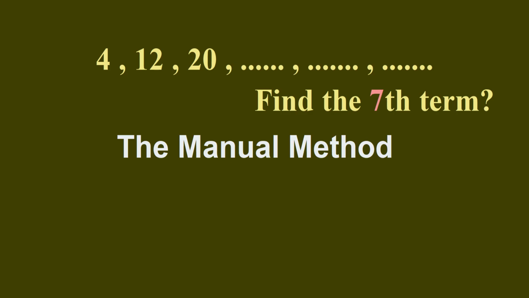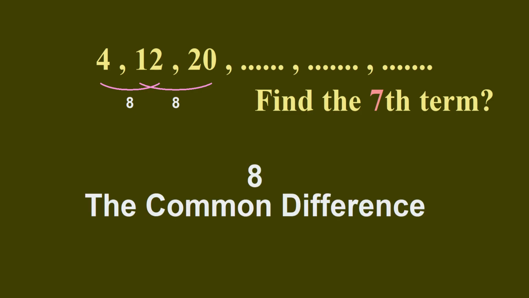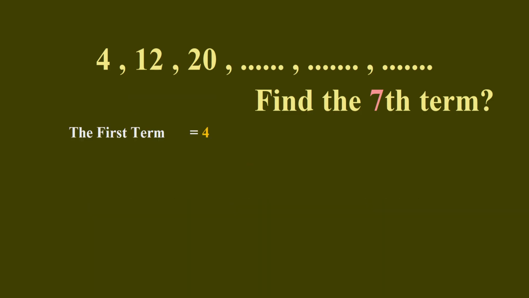Look at the problem. Since each term increases by 8 from the previous one, this 8 is called the common difference. The first term in the arithmetic sequence is equal to 4. And we can get the second term by adding 8 to the first term. So the second term is equal to 4 plus 8, which equals 12.